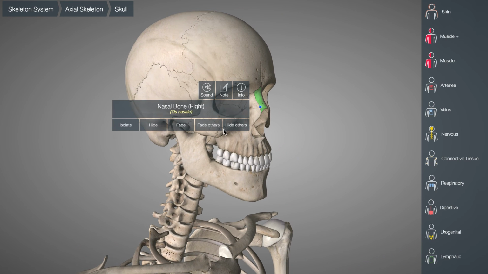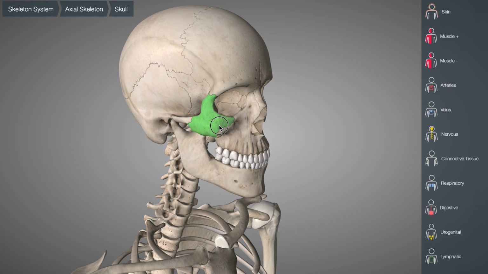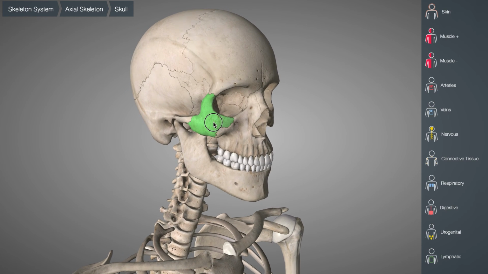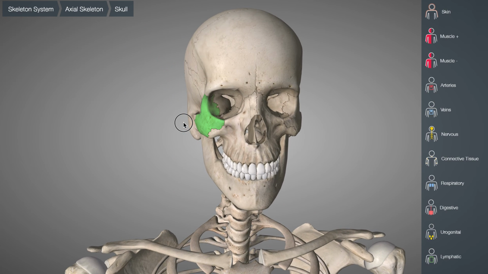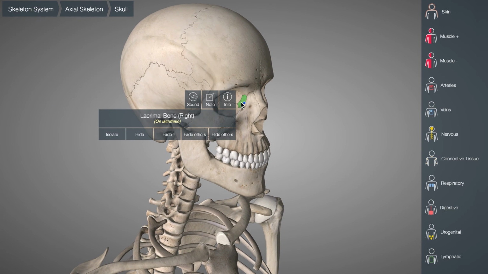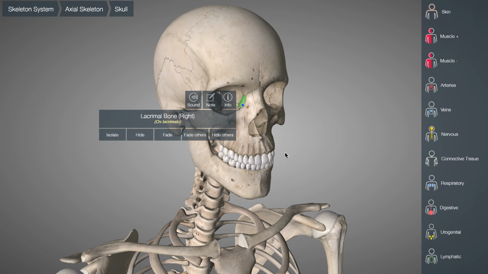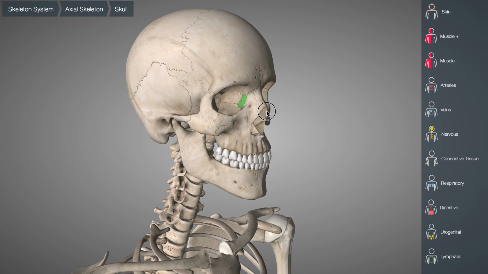And this bone right over here has a cool name. It's called the zygomatic bone. Okay, so that's where our prominent cheekbones come from. You have a small bone right over here called the lacrimal. So in Spanish, tears are called lagrima. So that's where the bone name comes from, lacrimal. So that's around where the tear ducts are.